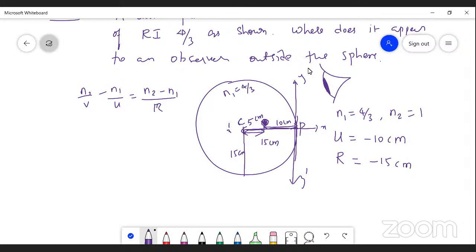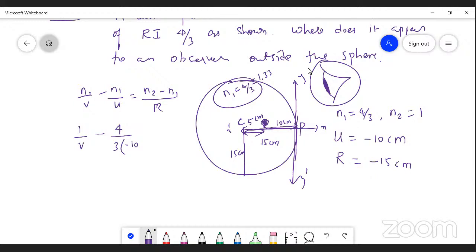Substitute the value. What is the n2 value? N2 is the medium where the observer is placed, outside, which is the air medium. So n2 is equal to 1. And n1 is 4 by 3. This is a water surface. You know well, 4 by 3 is the refractive index 1.33, which means a water surface. So n1 is equal to 4 by 3. What is the u value? U is equal to minus 10.